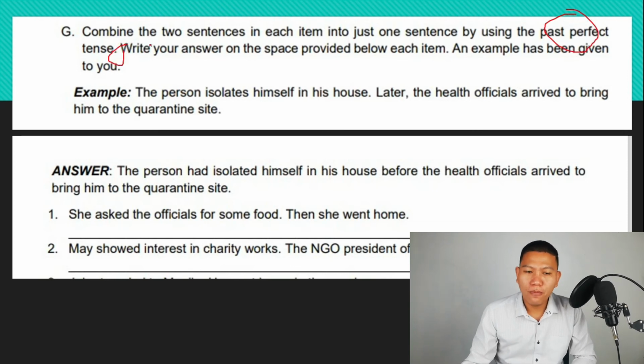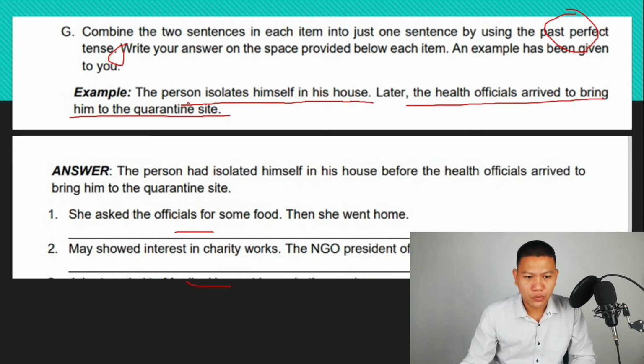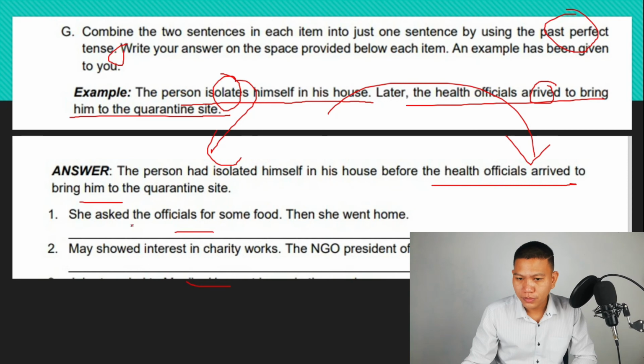Letter G. So we have to combine the two sentences in each item into just one sentence by using the past perfect tense. This time it's past perfect tense. A while ago it was just simple past. Write your answer in the space provided. So we have here spaces below each item. An example has been given to you. The person isolates himself in his house. Later, the health officials arrive to bring him to the quarantine site. So you would say the person had isolated himself before the health officials arrived to bring him to the quarantine site. So we have two verbs here. So we changed this one and made it in past perfect because it was completed first before the other past action.